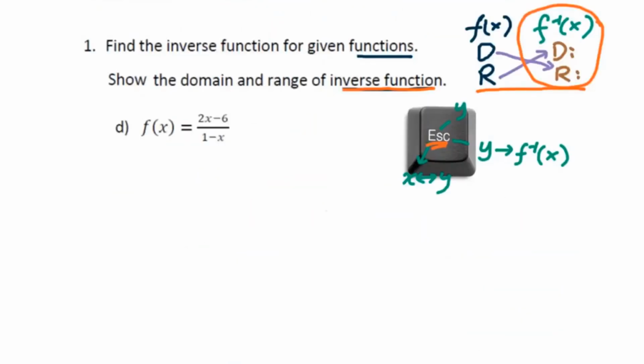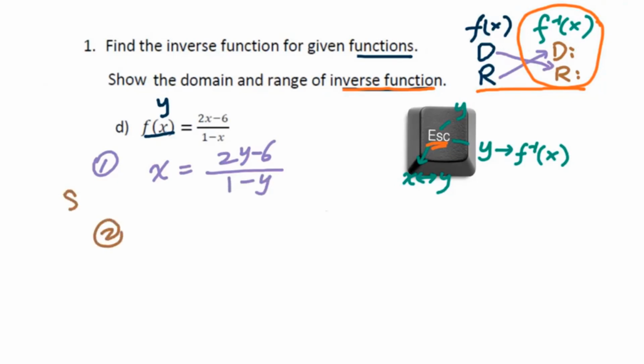Now let's go to part D. f(x) equals (2x minus 6) over (1 minus x). Exchange x and y. So we got x equals (2y minus 6) over (1 minus y). The second step is solve for y.